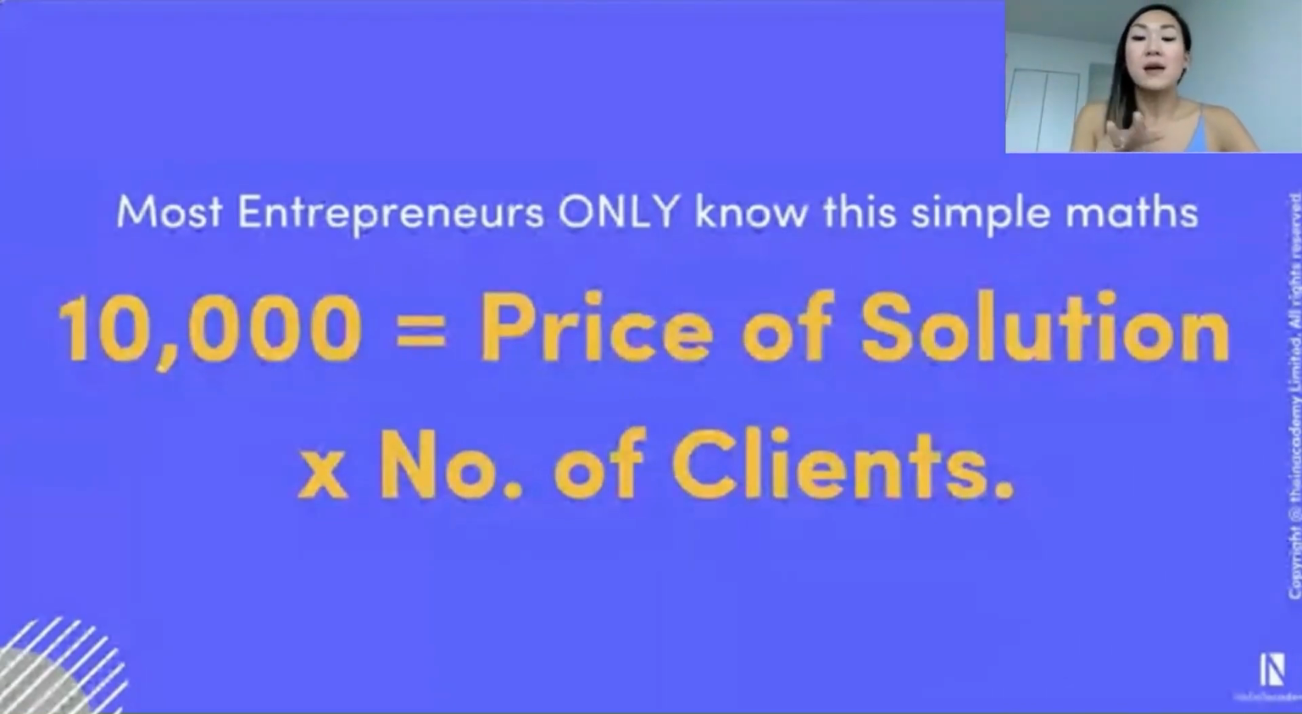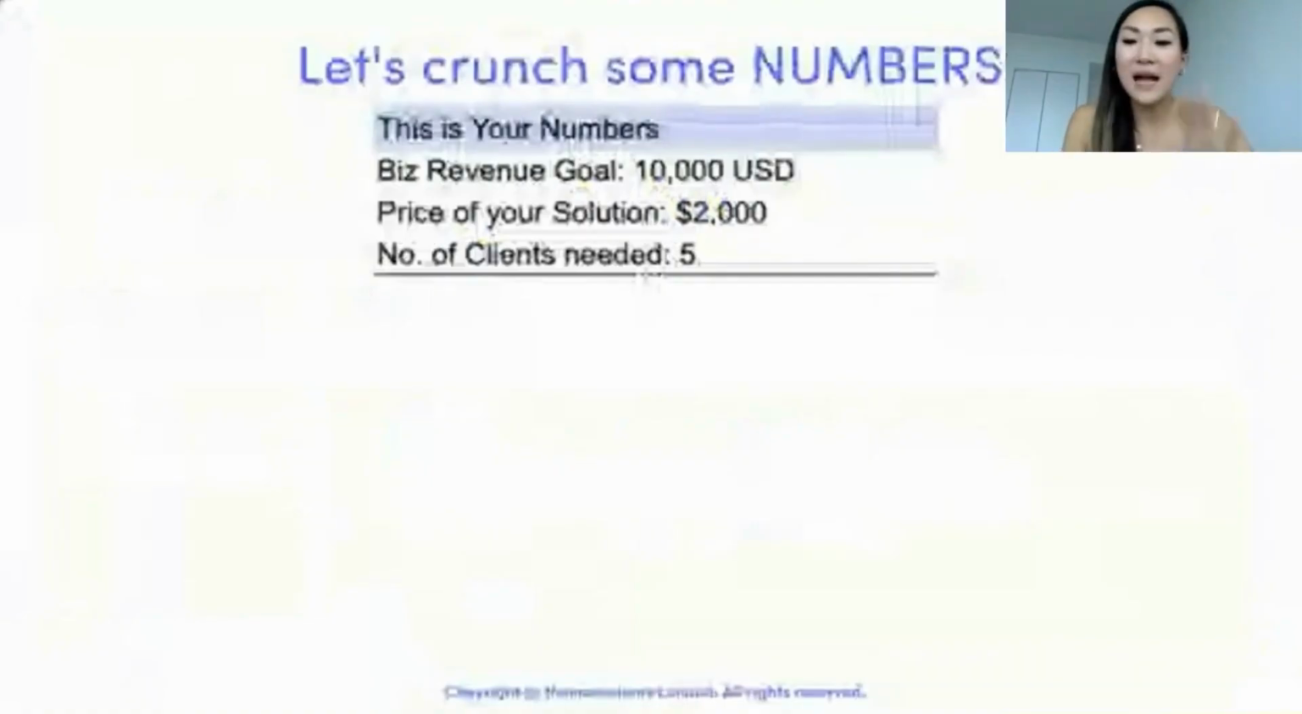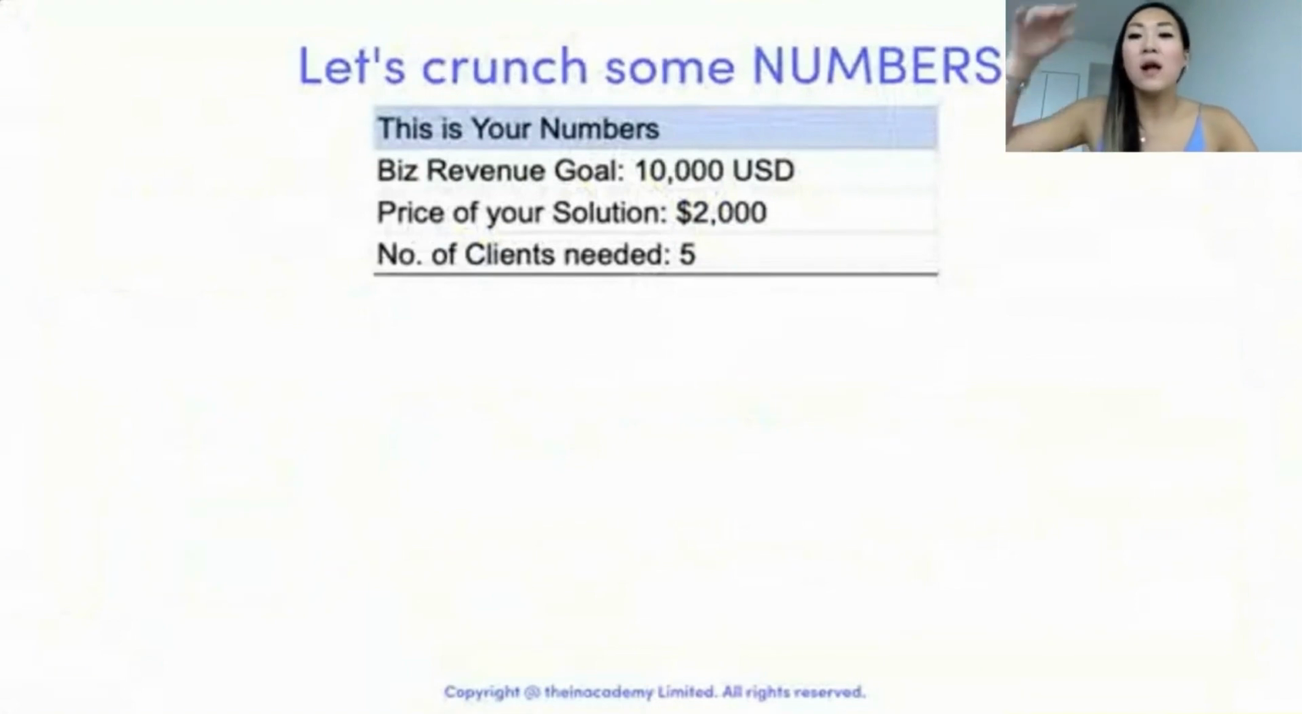You want to make 10K. So you're like, okay, I will take the price of the solution times the number of clients. This is the goal I need. Nope. Let's crunch some numbers, shall we? This is all hypothetical, and I want you to just fill in what you want, right? And take a screenshot if you want, because this is very, very juicy.